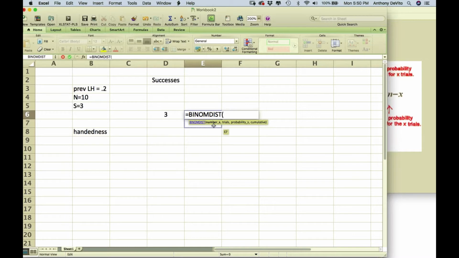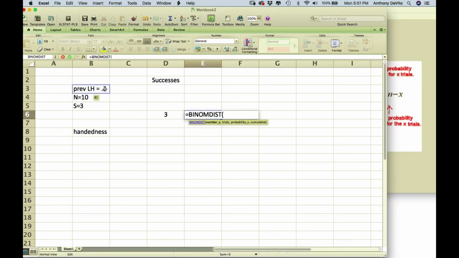You can see that it gives us hints as to what information it wants in order to do this calculation. It wants to know the number of successes, that's going to be 3, comma, the number of trials, which is going to be 20. 20 is the sample size, the number of trials, times the probability of success. Probability of success is 20% for each individual instance.